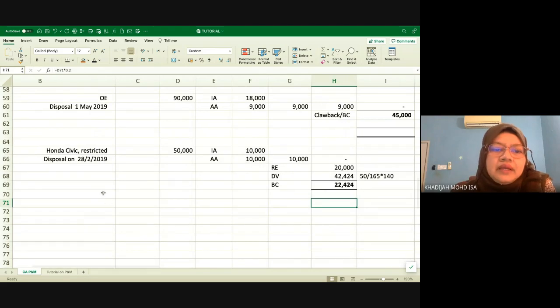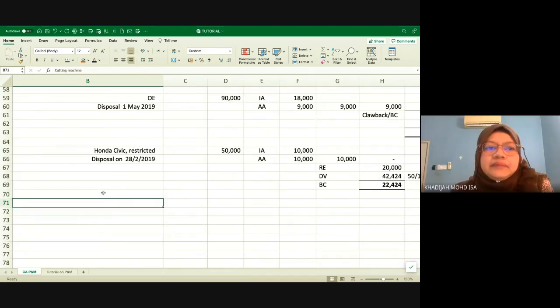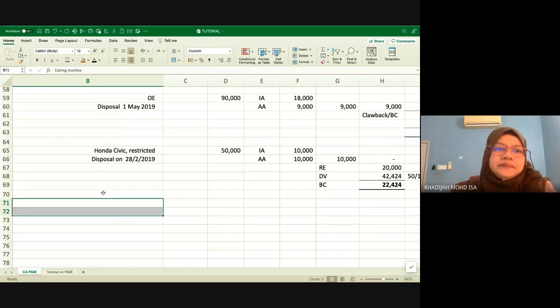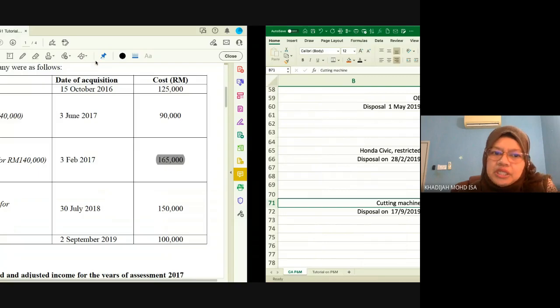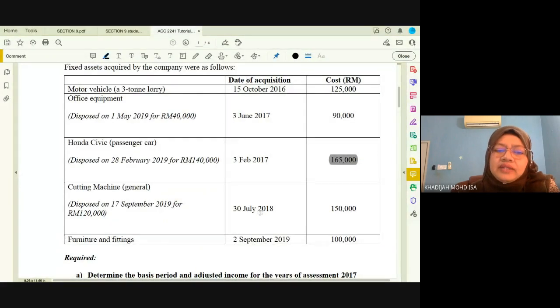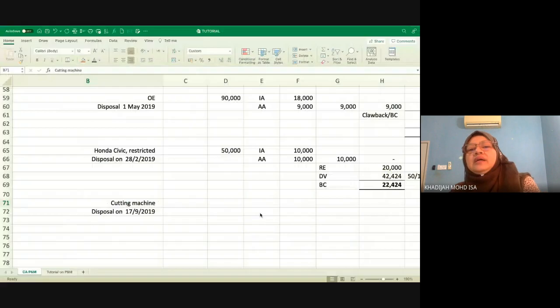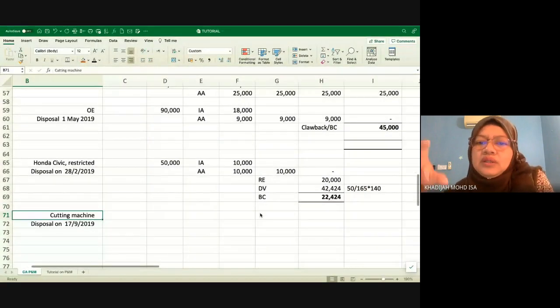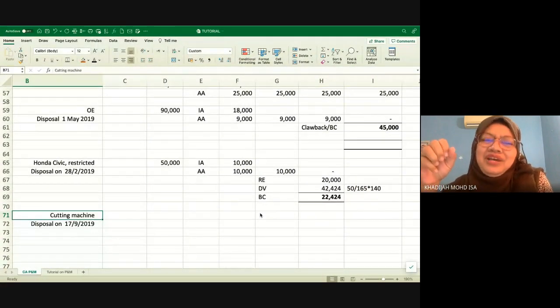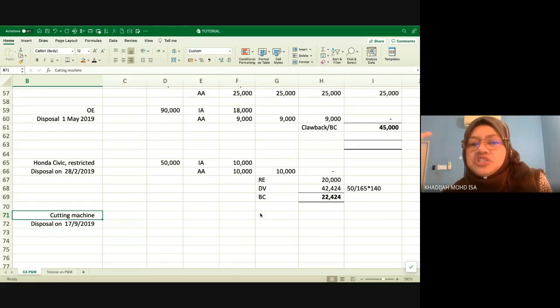Okay, all right. So next we go to the next item where we have the cutting machine. Right, similarly, the cutting machine, you have acquired the machine on 30th of July 2018, but it was disposed on 17th September for 120,000. Again, you have a disposal, right? But even though you do have disposal on this question, it's very, very interesting. The first disposal where you have to apply clawback. The second disposal where you have the restriction on the QE, so you have to restrict your disposal value.